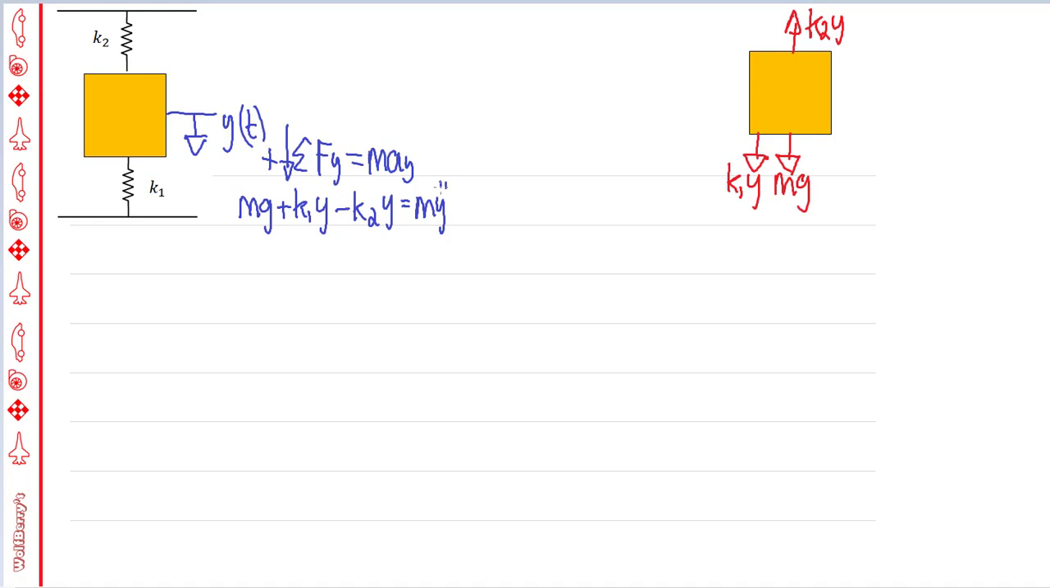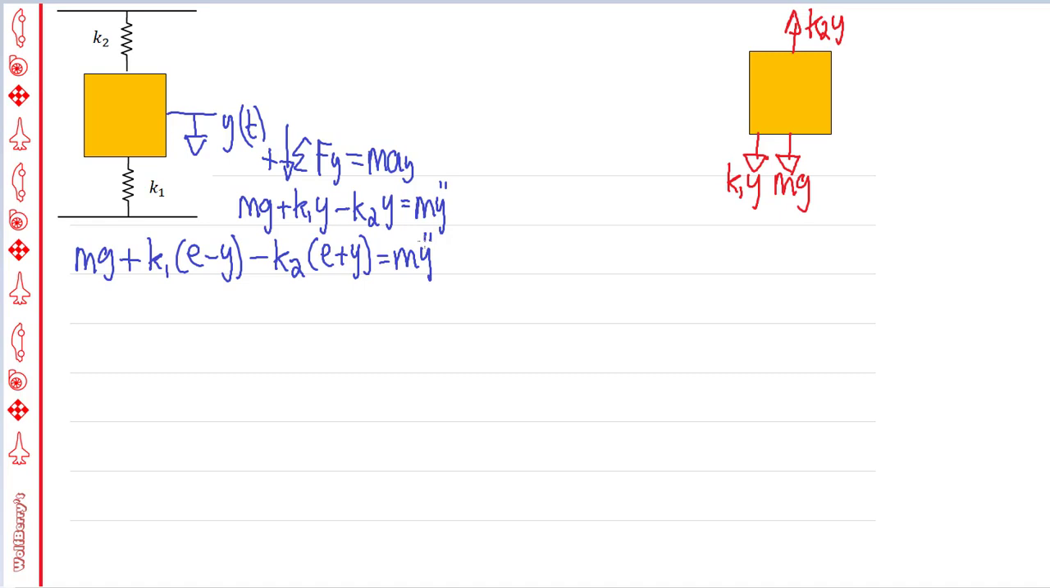Now let's include our extensions. mg, because the K1 spring is getting shorter, it's getting compressed, it's going to be k1 open bracket extension minus y, y is the variable, the position, minus k2 open bracket e plus y, because the k2 spring is getting longer, equals m y double dot.